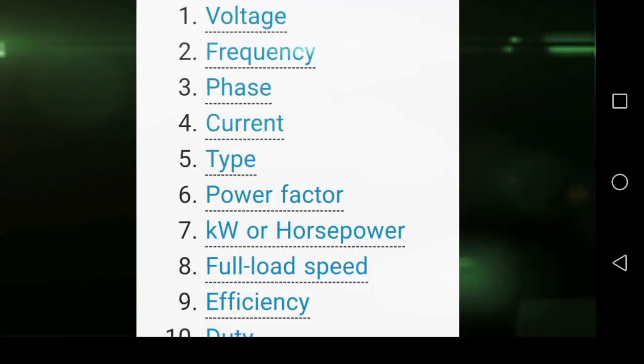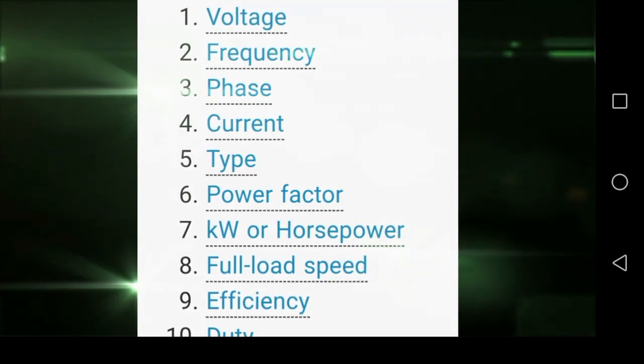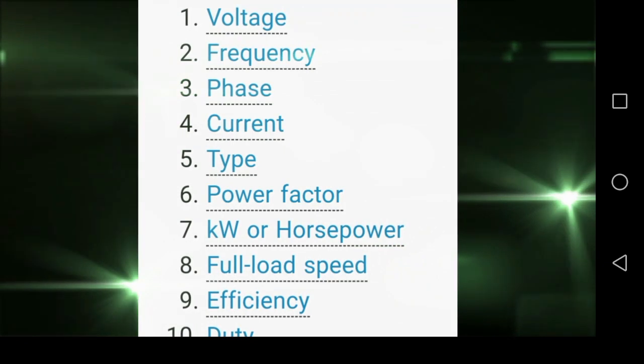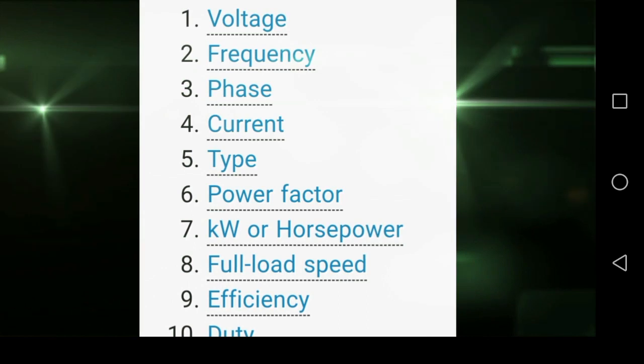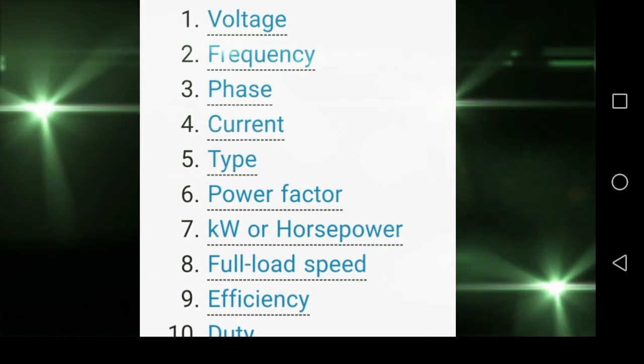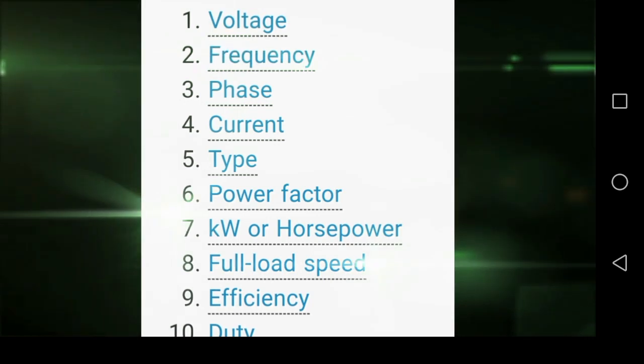Normally for an induction motor, there are 19 factors we need to check in the nameplate details. The first is the voltage of the motor, then the frequency of the motor, either 50 Hz or 60 Hz, then the phase, 3 phase or single phase, and the full load current of the motor.